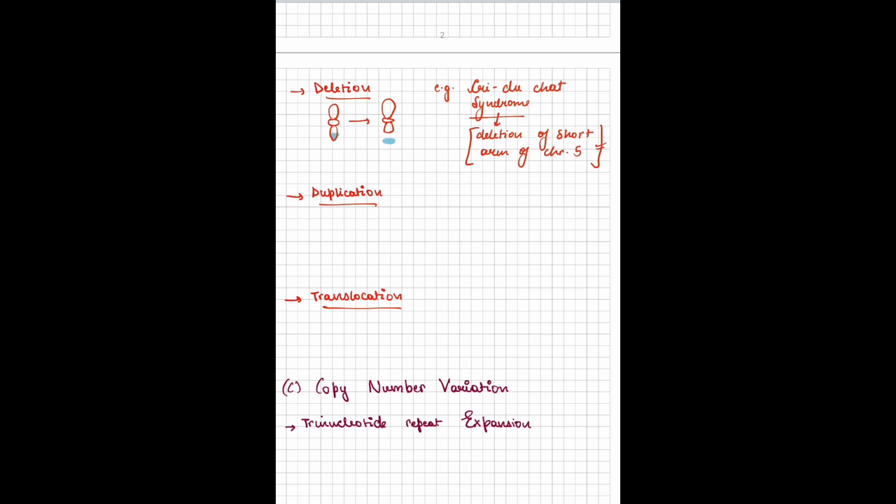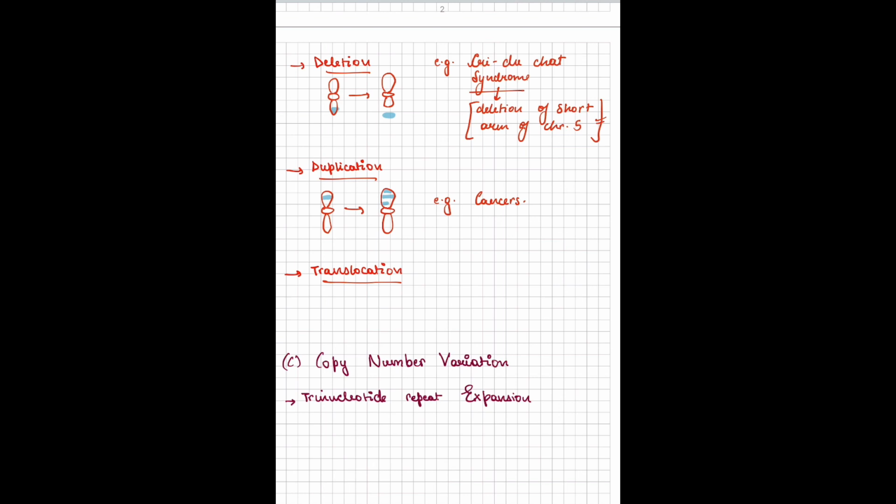As the name suggests, a segment of DNA is duplicated. For example, the blue one now has multiple copies of itself. It's also a type of mutation. Where does it occur? It occurs in some cancers, right? Translocation, and this is very much important.